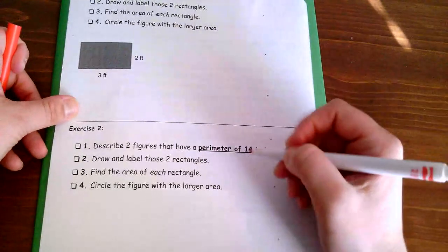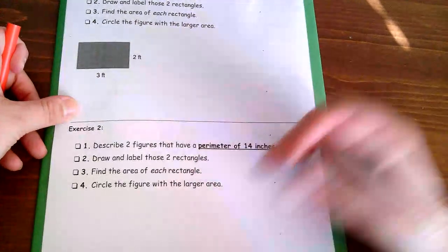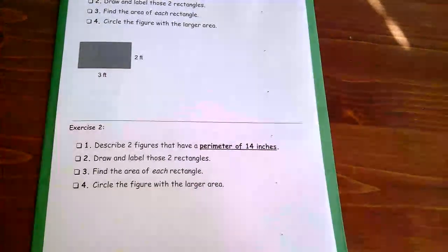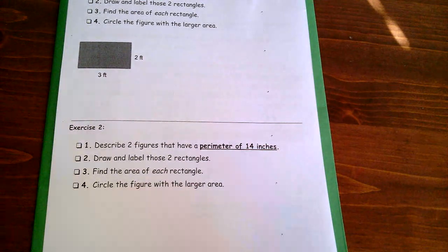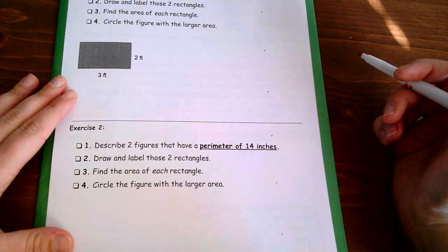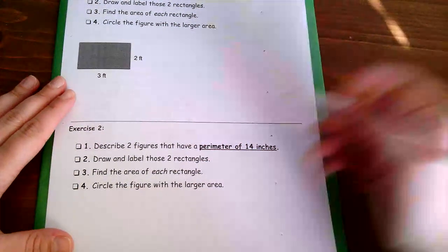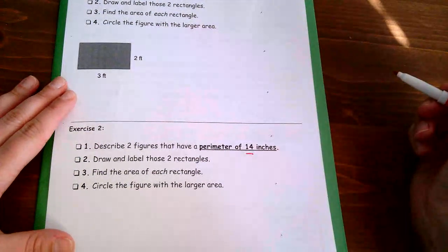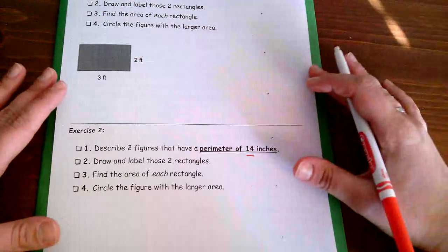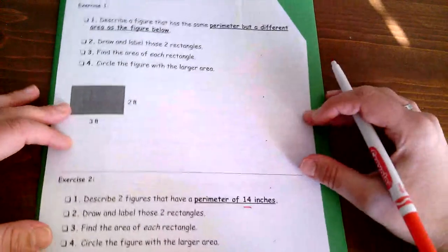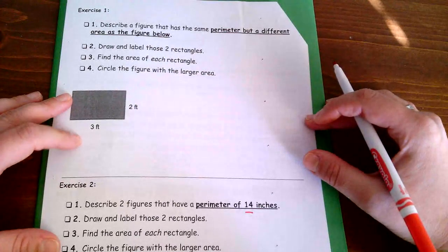Sometimes we might just give you the perimeter and you're going to figure out both shapes. And oftentimes you can make 2, 3, 4 or more shapes that have the same perimeter but a different area. It all depends on what numbers you're given. Sometimes there's only 2 different ones you can make. Sometimes there's more.